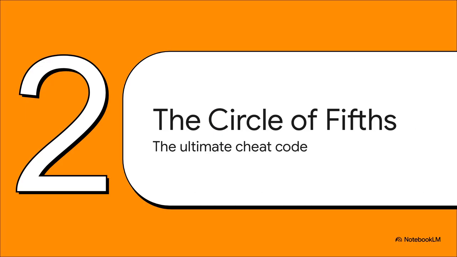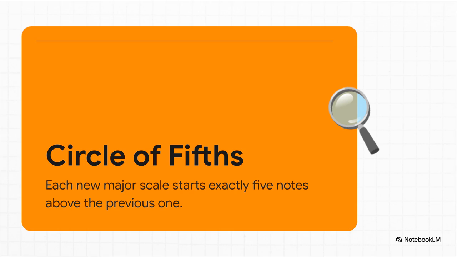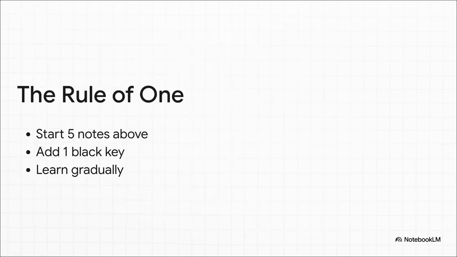Which brings us to section 2, the circle of fifths. I personally like to call this the musician's ultimate cheat code. Now that we have our baseline of C major, we need to figure out the actual mechanism that produces all the other scales. Because musicians don't just pull new scales out of thin air. Instead, they follow one core concept. Each new major scale starts exactly 5 notes above the previous one. I really want you to lock in on that critical phrase, 5 notes above. Try not to think of this as some dry, dusty theory. Think of it as the ultimate musical shortcut. It's basically a map.